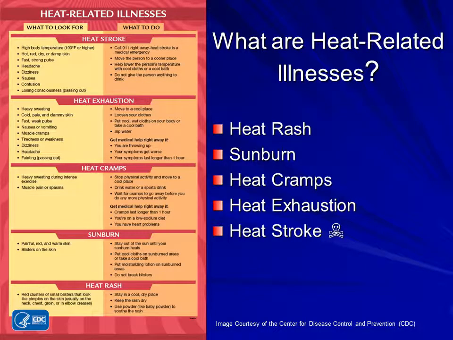This chart shows the 5 types of heat-related illnesses, symptoms, and treatments as classified by the CDC. Heat rash, the least severe, sunburn, heat cramps, heat exhaustion, and heat stroke. The CDC recently changed the standard definition of heat stroke to use a core body temperature of 105 degrees Fahrenheit instead of 103 degrees Fahrenheit.